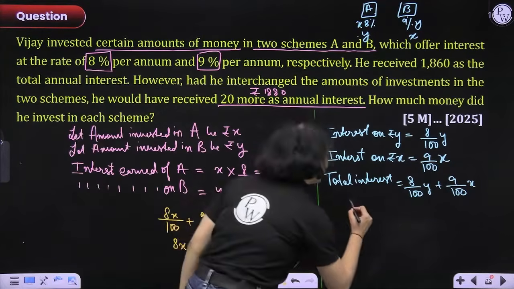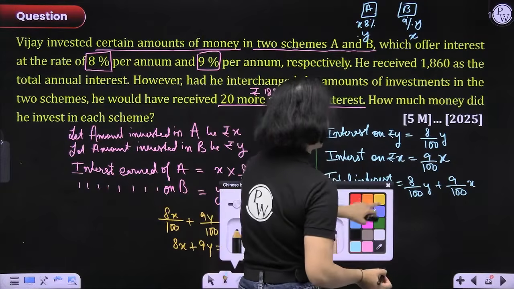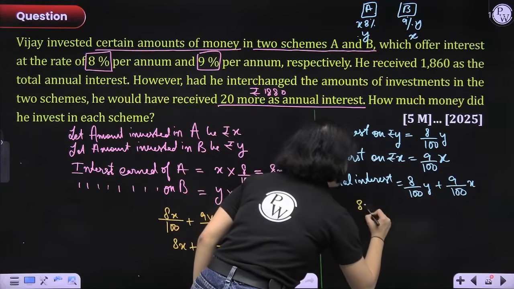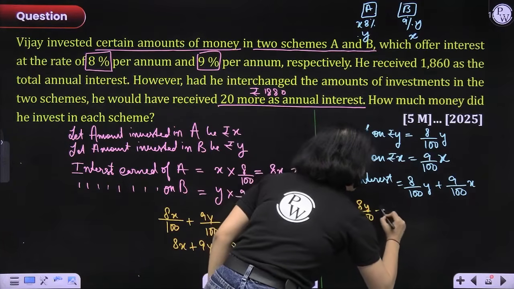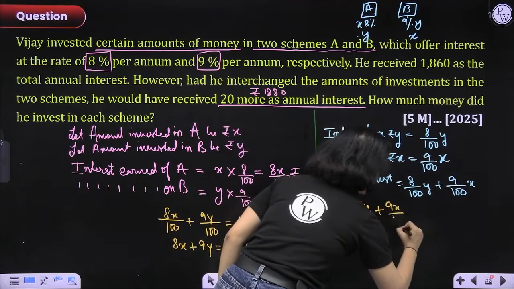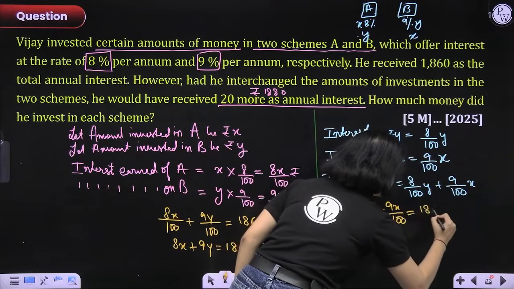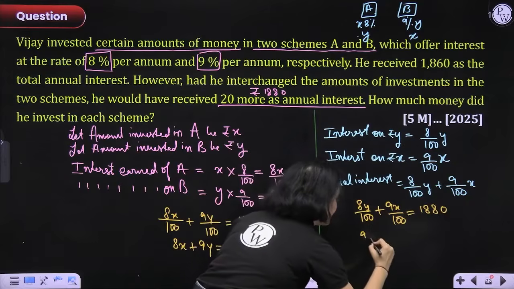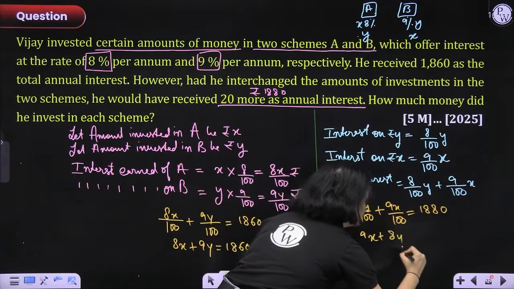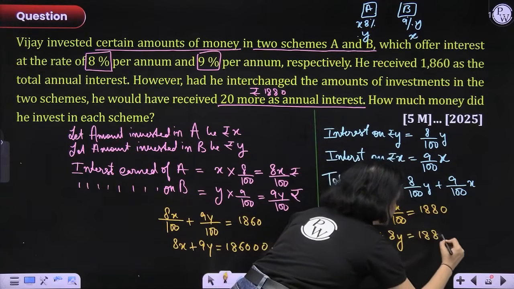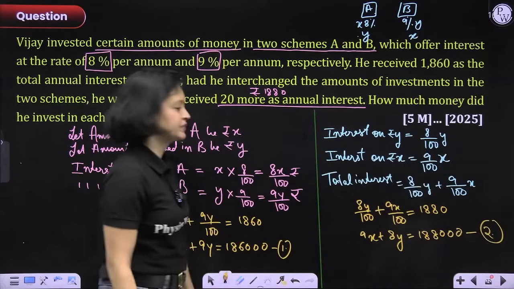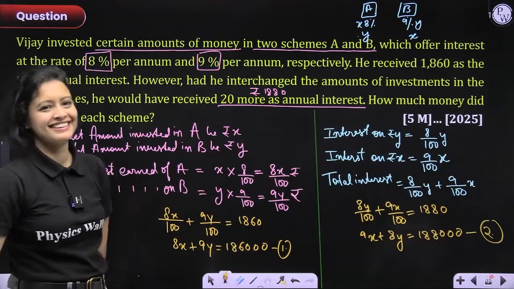Okay? So what you have to do? Let's write the second equation, everyone. So you will have 8y by 100 plus 9x by 100 is equal to 1880. Let's simplify this and write x first. So I'll have 9x plus 8y is equal to 1880. Then 2 more zeros. Equation number 2, everyone. We have 2 equations, right?